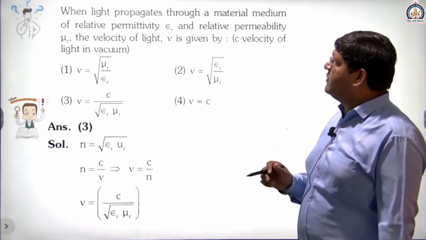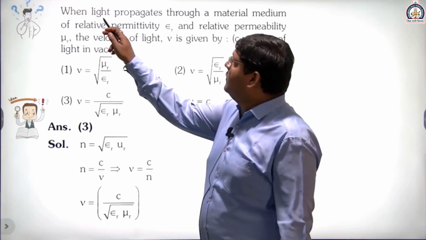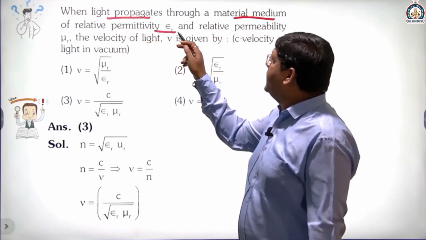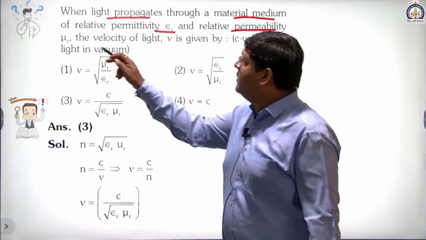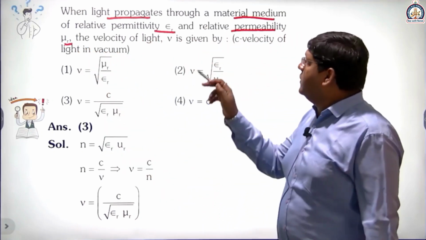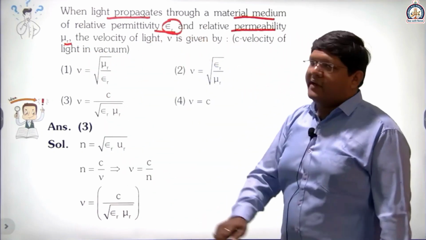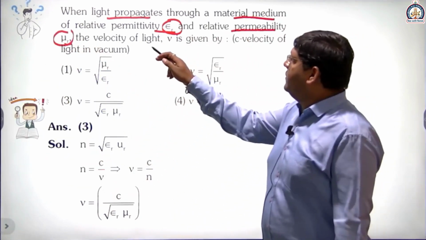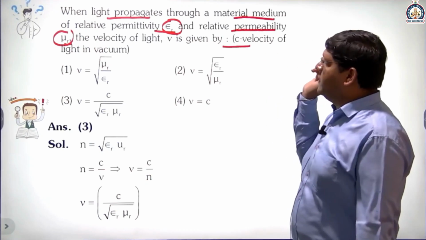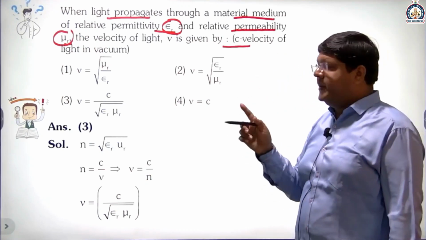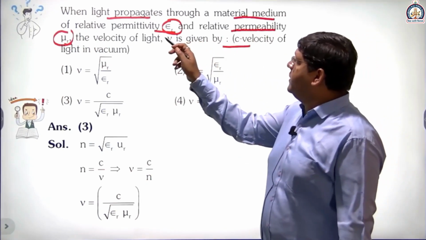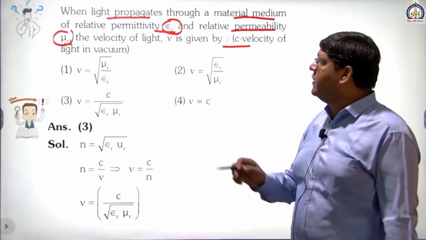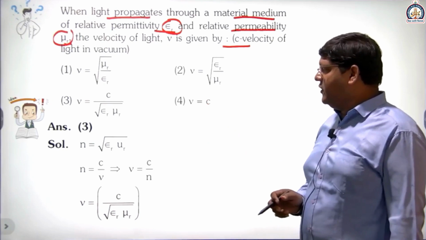Okay, moving to the next part. The question is, when a light propagates through a material medium of relative permittivity ER and relative permeability mu R. As we all know, ER is a constant related to electric field and mu R is a constant related to magnetic field. The velocity of light V is given by the same light propagating through a medium. First is having relative permittivity of ER, and other is having relative permeability of mu R. We just have to calculate the value of this.